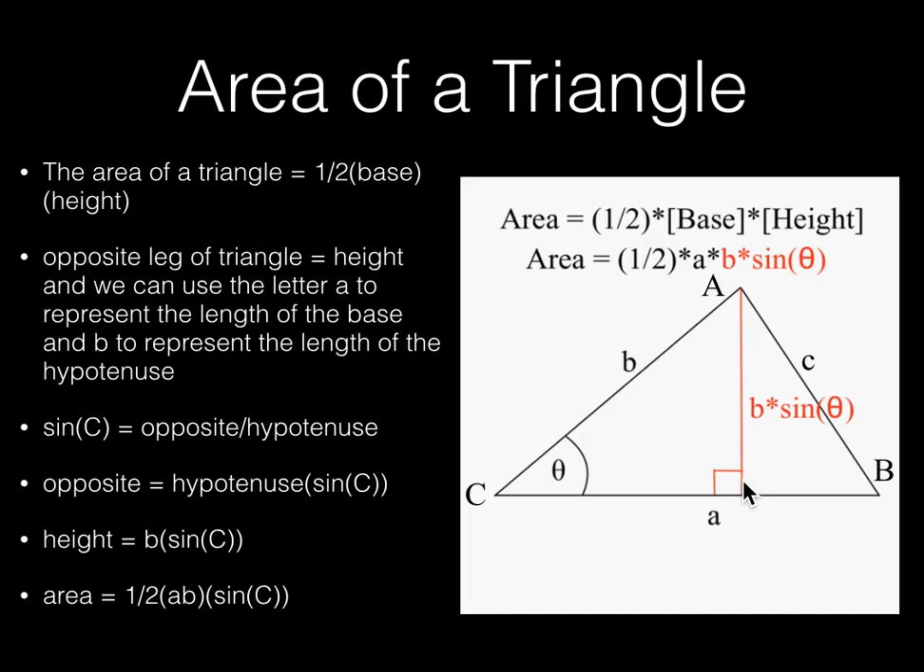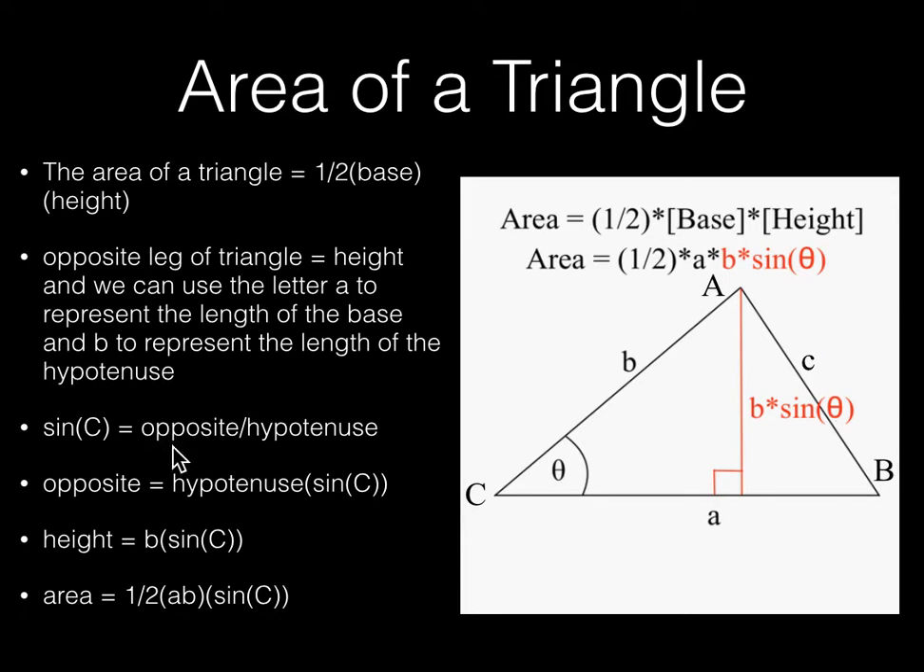And here we're using letter A to represent the length of the base and letter B to represent the length of the hypotenuse. And in any given triangle, there are going to be lowercase letters representing the sides and uppercase letters representing the angles. And corresponding letters are going to be across from each other. So side C is going to be across from angle C, etc.